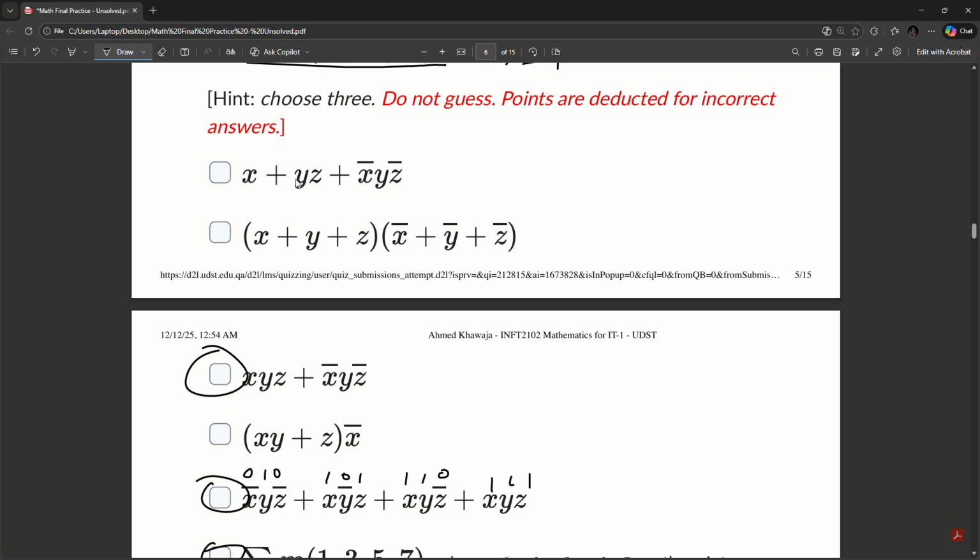The reason why this is incorrect is because it doesn't have y and z. This doesn't have x. This one's fine, right? This one's fine. This is missing x. This is missing y, z. This is not a sum of products. This is a product of sums, where it's basically looking for 0, not 1, because this is a product of sums.